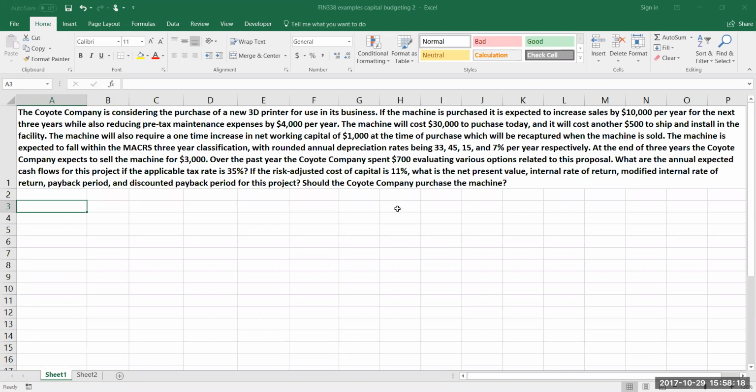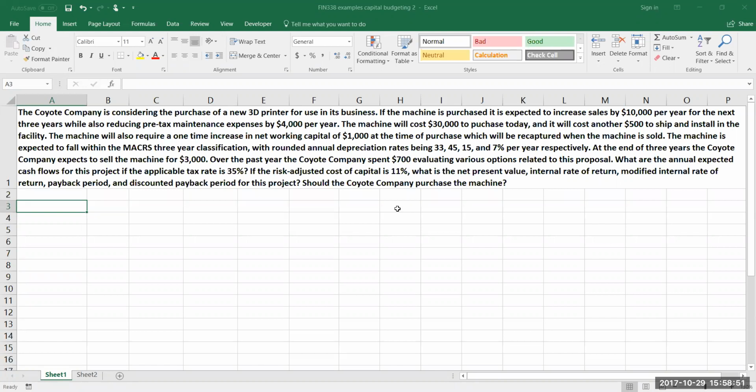So here's the problem. The Coyote Company is considering the purchase of a new 3D printer for use in its business. If the machine is purchased, it is expected to increase sales by $10,000 per year for the next 3 years, while also reducing pre-tax maintenance expenses by $4,000 per year. The machine will cost $30,000 to purchase today, and it will cost another $500 to ship and install in the facility. The machine will also require a one-time increase in net working capital of $1,000 at the time of purchase, which will be recaptured when the machine is sold.